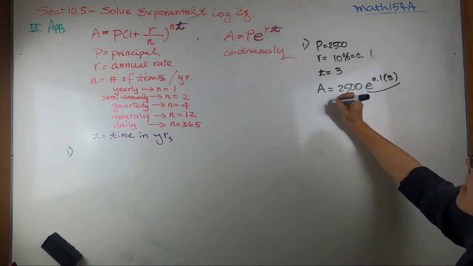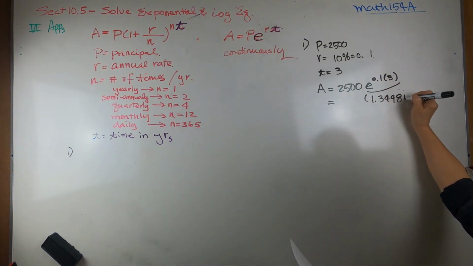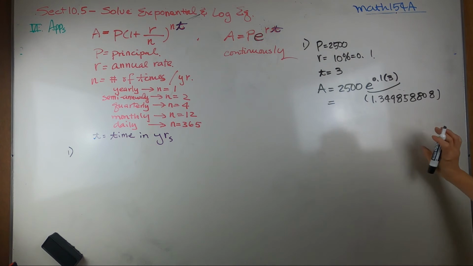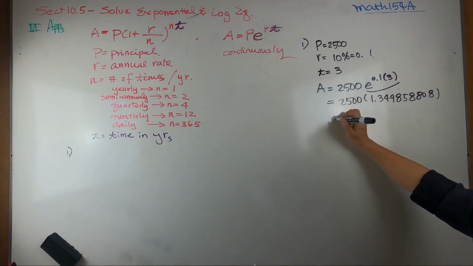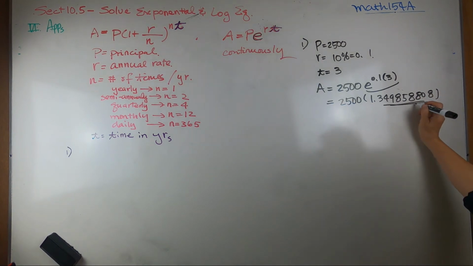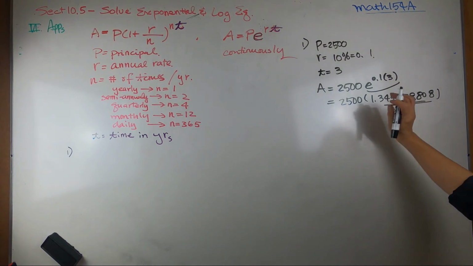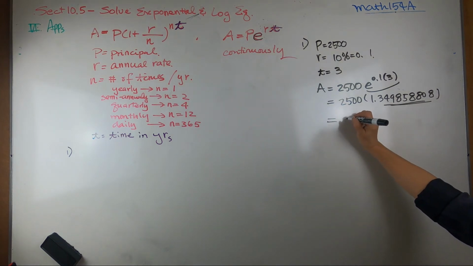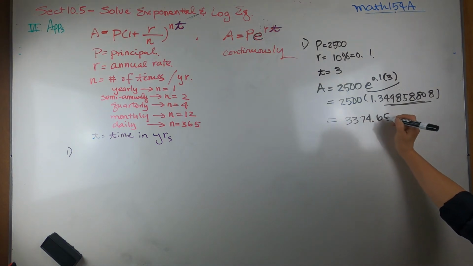Okay? So you want to use all the decimals. You can have at least 4, but usually we use 7, 8, 9 of them. If you can, and you multiply this, use all the digits as much as possible. Whatever is on your calculator, you just leave them there. Then you multiply by 2,500. Only round at the end, and it would be 3,374.65.